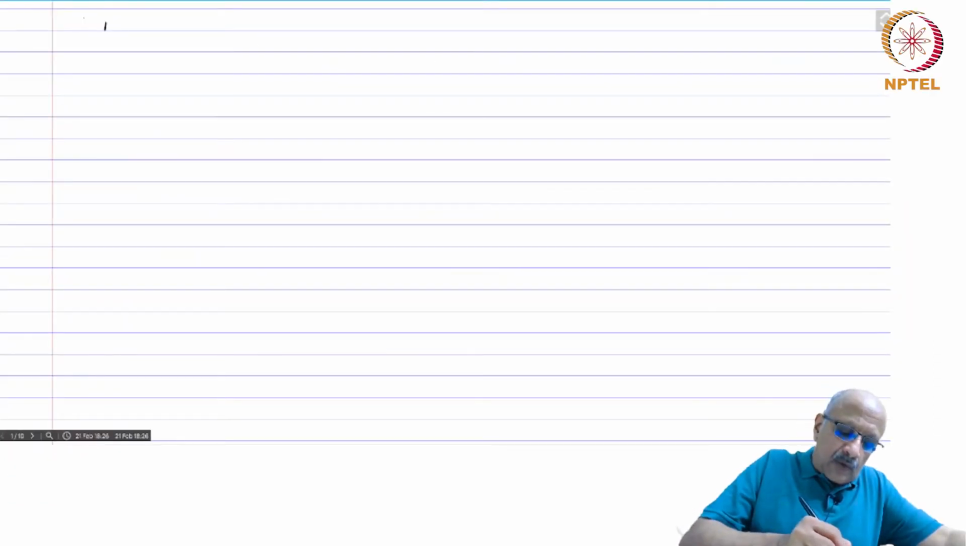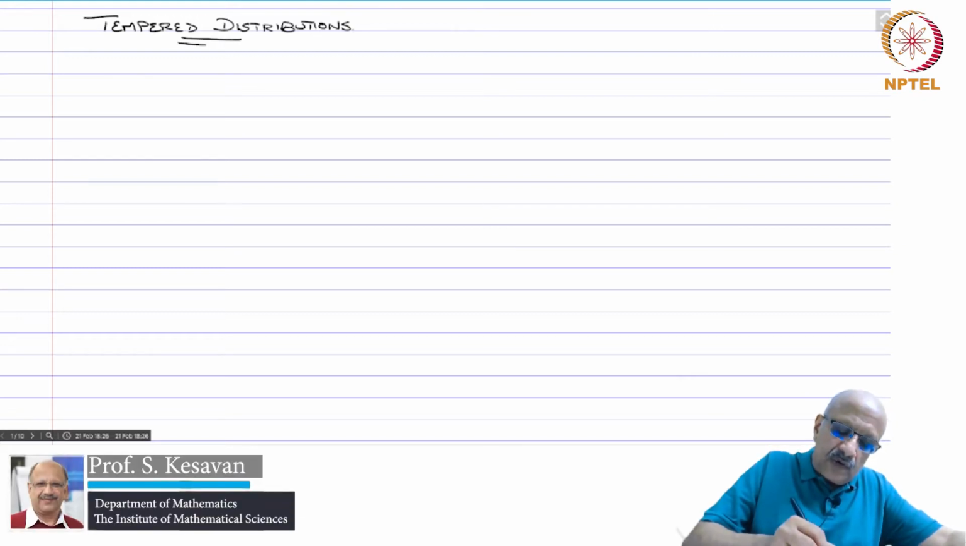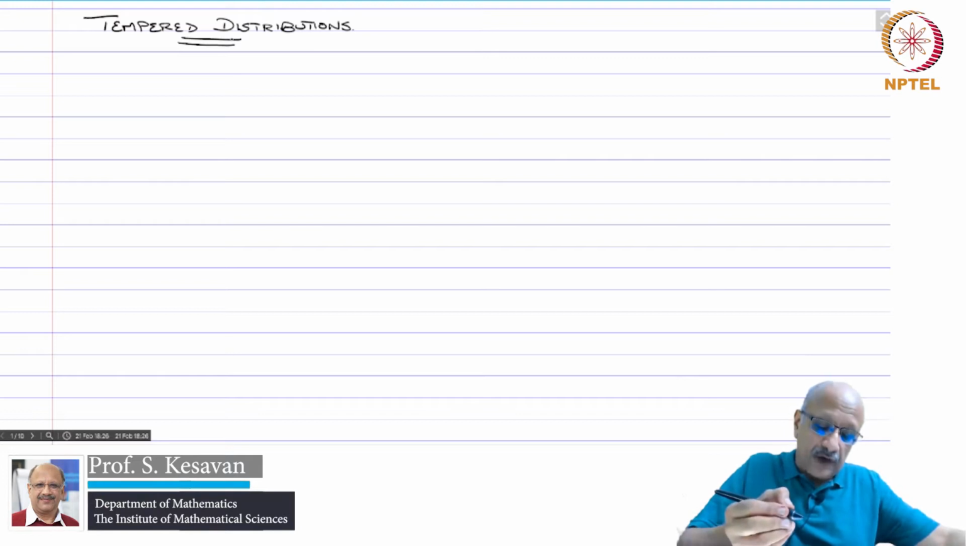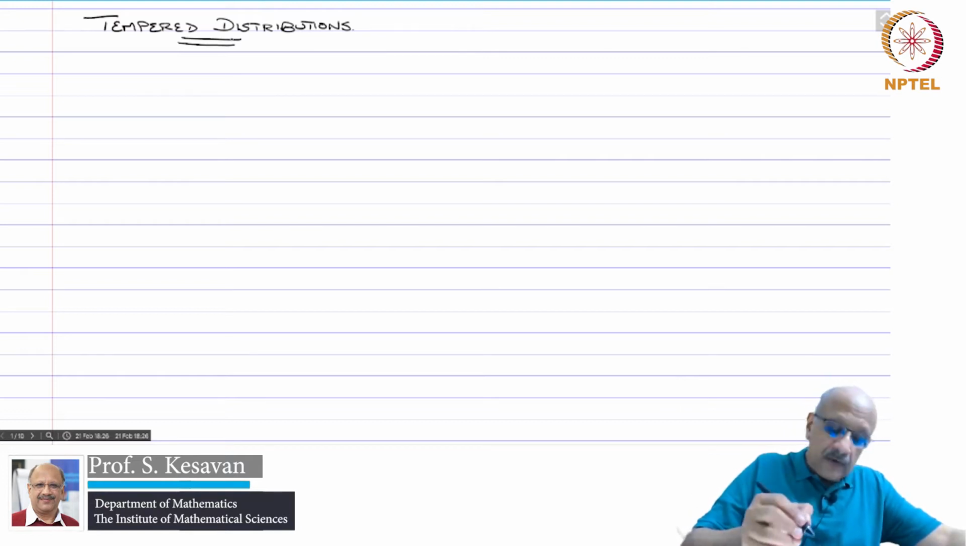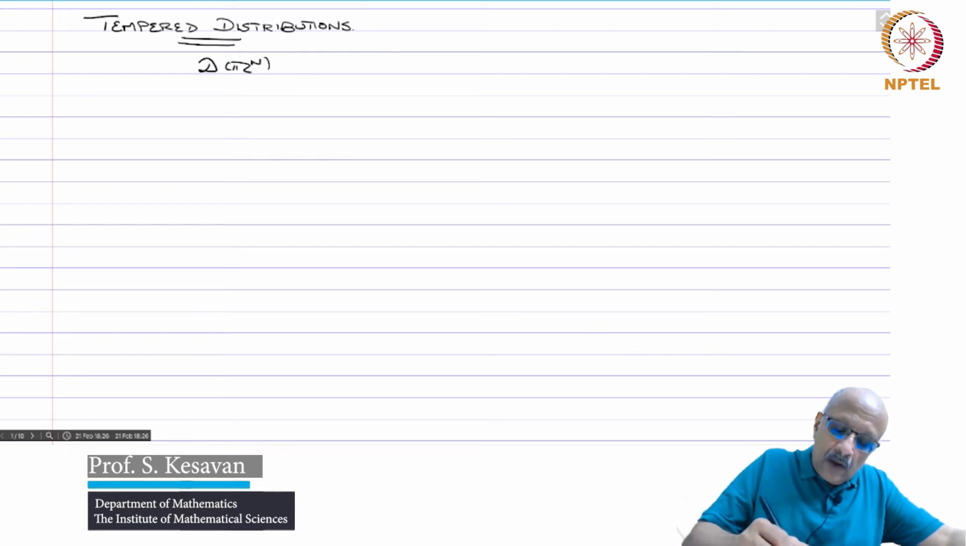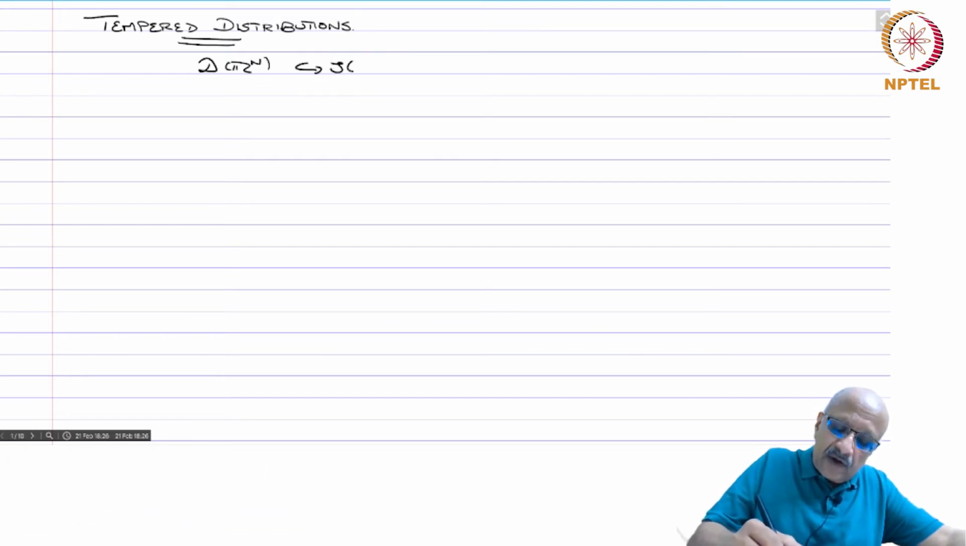Now we will talk about tempered distributions. This is the class of distributions to which we will extend the definition of the Fourier transform. Okay, so we saw that D of Rn was contained in S of Rn and that is contained in E of Rn.